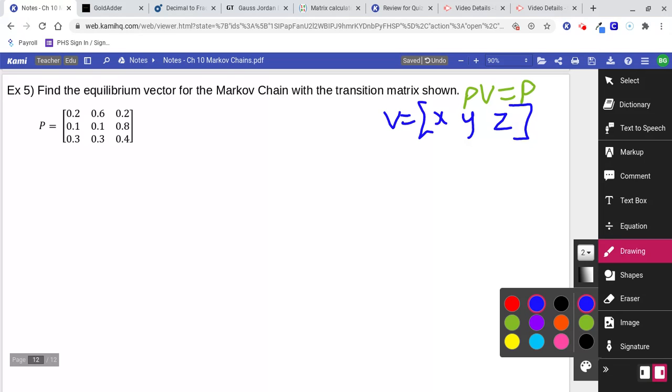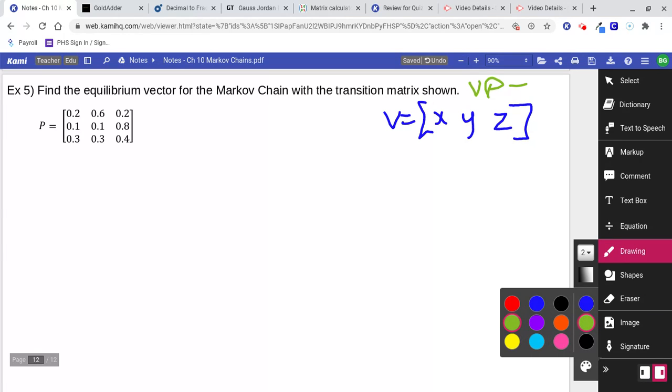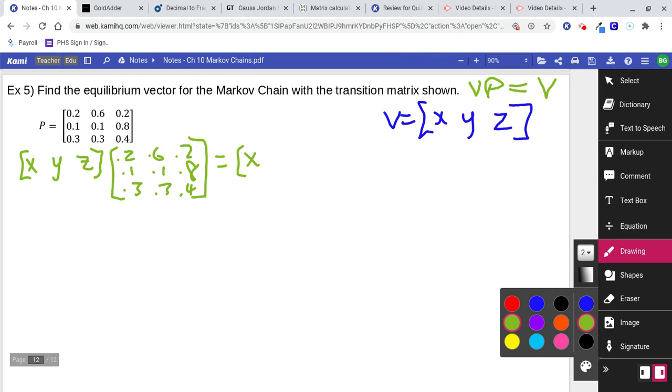So if I do V, or, I said that backwards, didn't I? I didn't do that right, did I? Fix that. It's supposed to be VP equals V. Sorry about that. That's a mistake. That would not do it. All right. So V times P equals V.